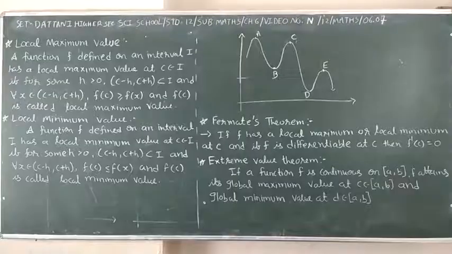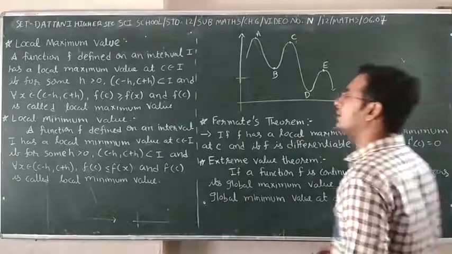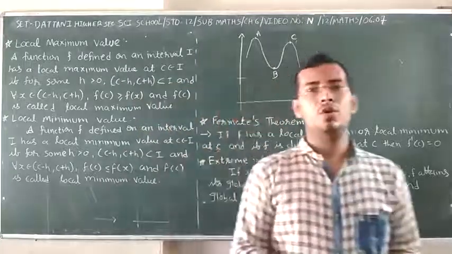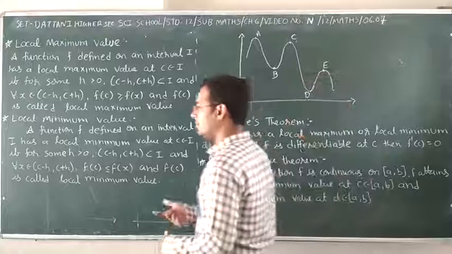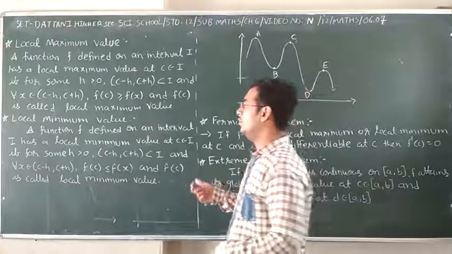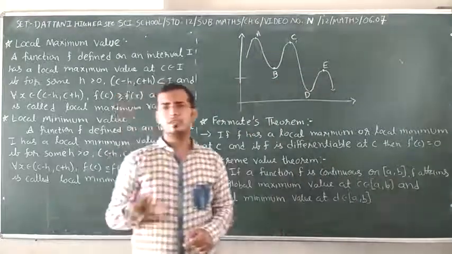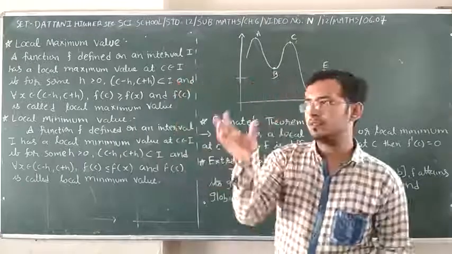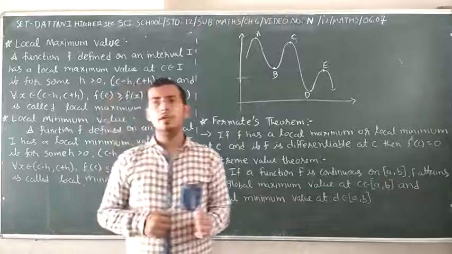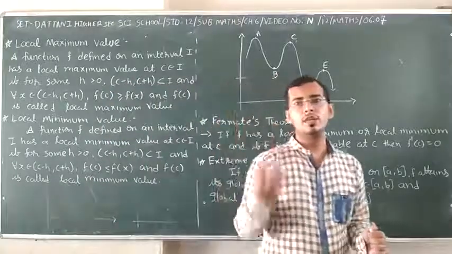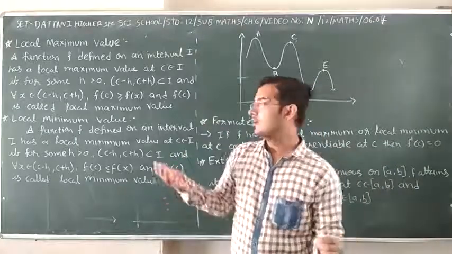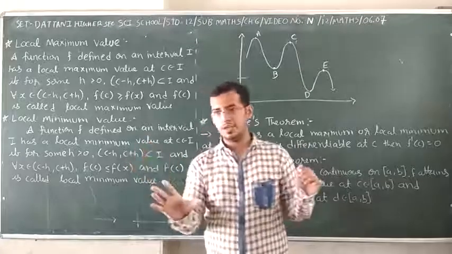Next topic. There are two types: local maximum and local minimum, and global maximum and global minimum. So we start with local maximum and local minimum value. Local means it is a fixed point, a fixed thing where we find the maximum and minimum value. Suppose we take only one class to get the maximum marks and minimum marks. Local means for one particular class.